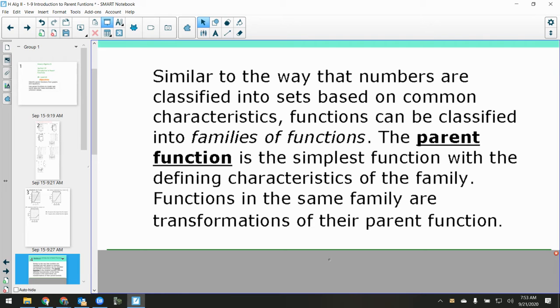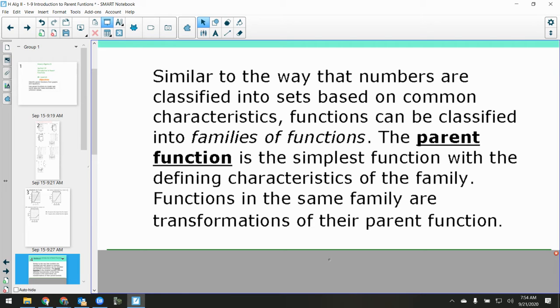Now, when we talk about function families, like the linear family, or the polynomial family, or the square root family, or the rational family, that's just all of them grouped together. But when I talk about a specific parent function, I'm talking about the most basic function that you could possibly get within that family. The cool thing is that every single type of function within that family is basically a transformation of that parent.